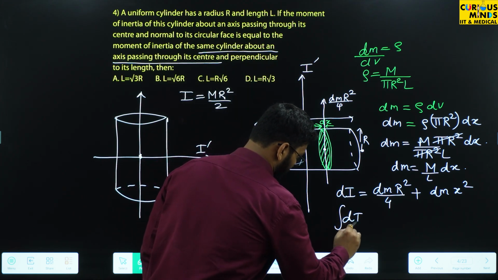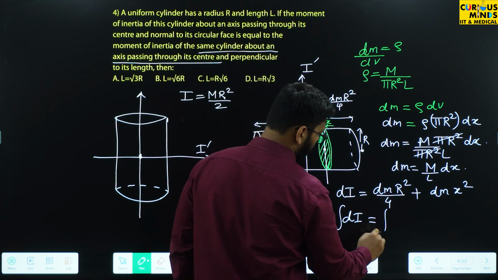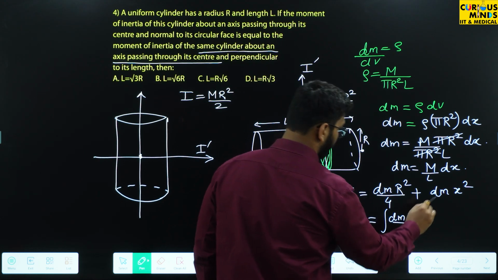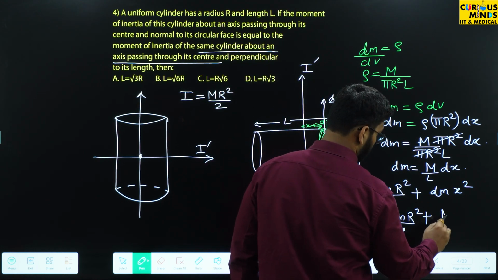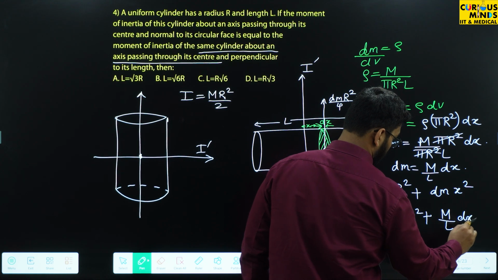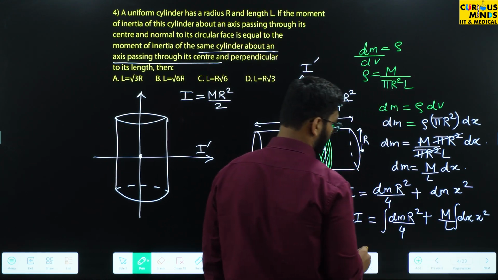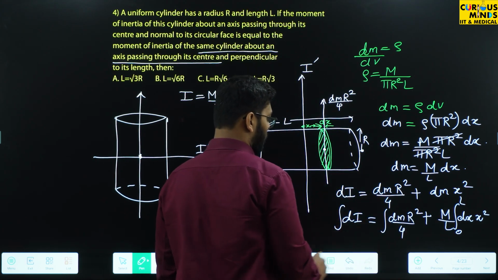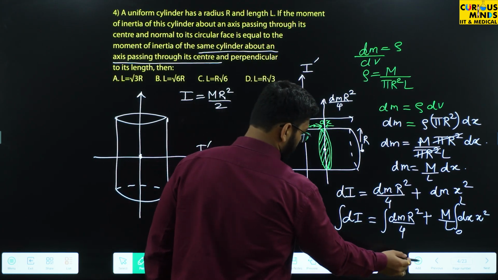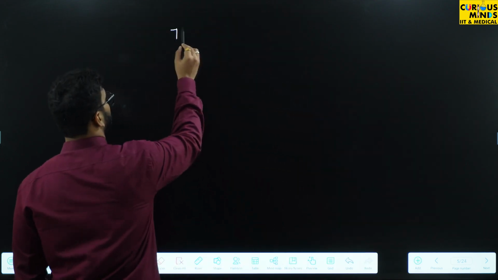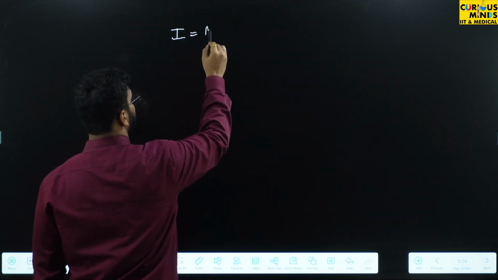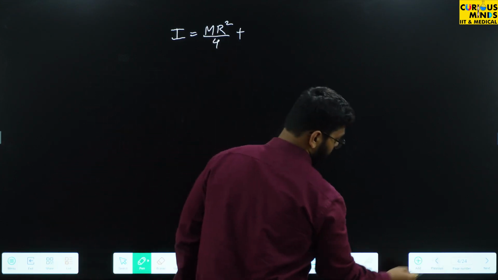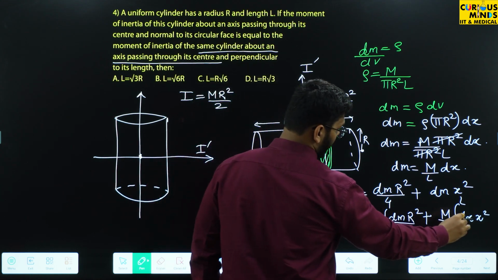So this is integral over dI. Now integral over dm will be simply m, because r is a constant, right? And dm is equal to m by L dx. So this is x square, and we have to integrate over this. So we will integrate x from 0 to L, and dm is over the total mass. So let's find out what this moment of inertia is. So I is equal to integral dm, which is m. So this is mr square by 4 plus m by L x square dx.